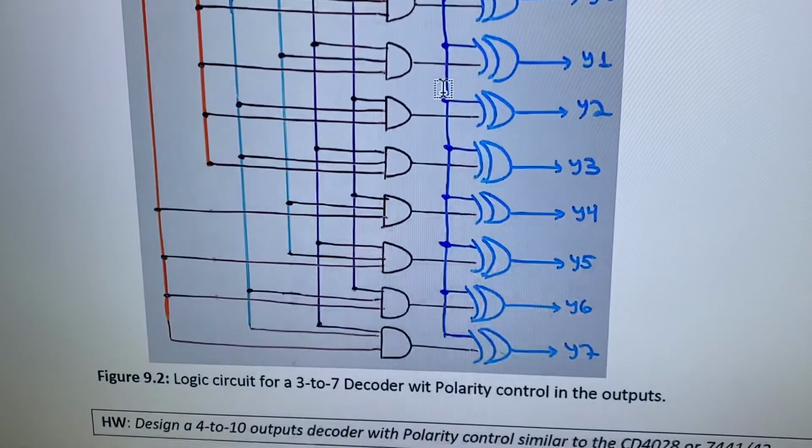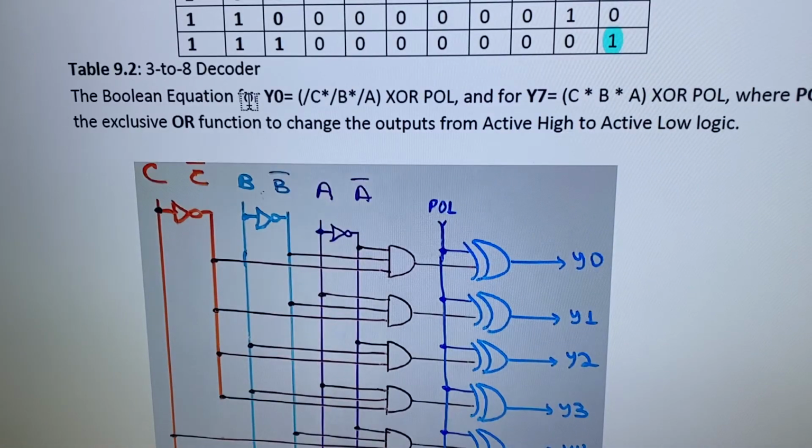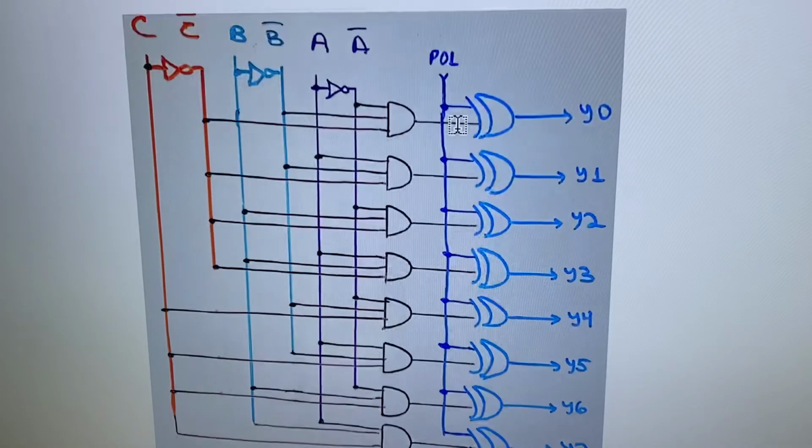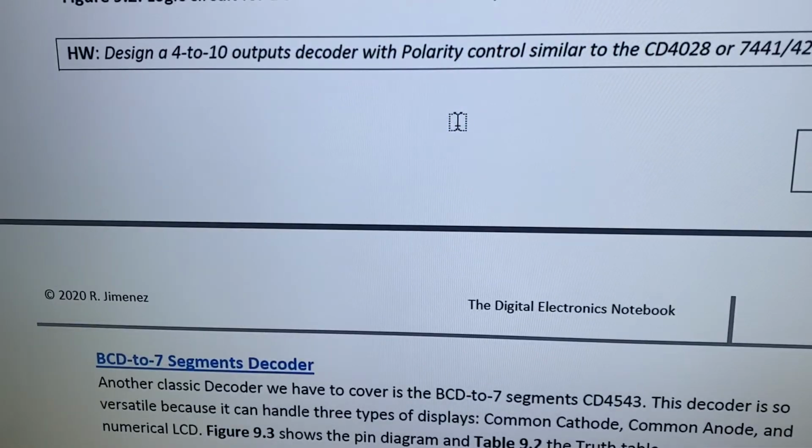The good thing about having the equations is that if you are learning or you are using a PLD, a programmable logic device, in the software you will have to write all the equations. That way you can add the pole, the exclusive OR pole, and you can control the polarity. Okay.